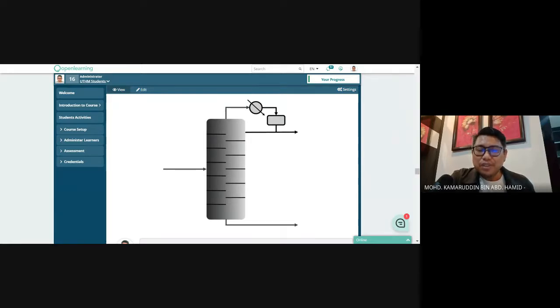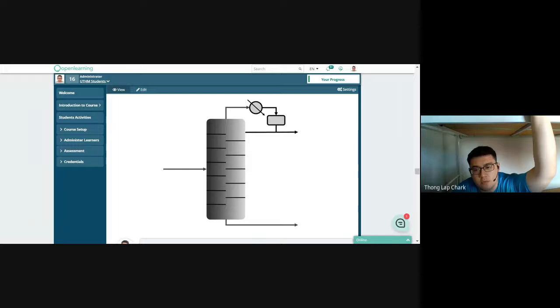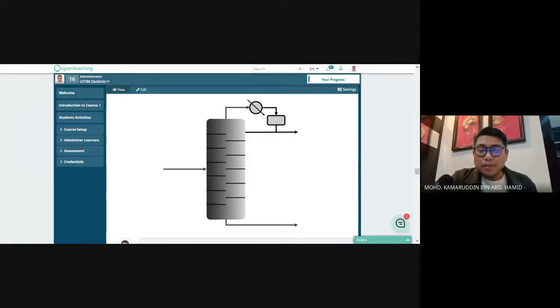Apa fit tu? Kalau ada saja komponen ni, yang ada dalam dunia fit, memang you tak boleh separate dia guna this condense absorber. Okay? Different boiling point batch. Mana ada batch? Ini kan continuous, ada feed, ada outlet.